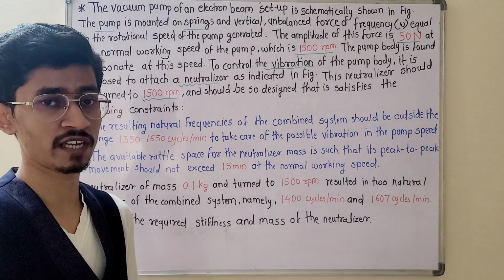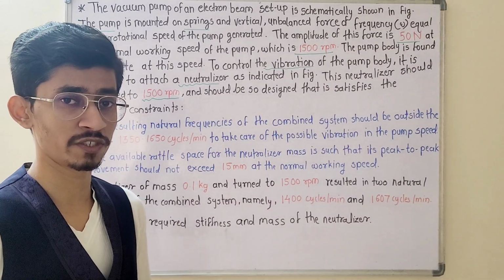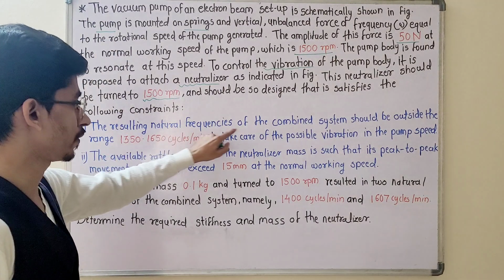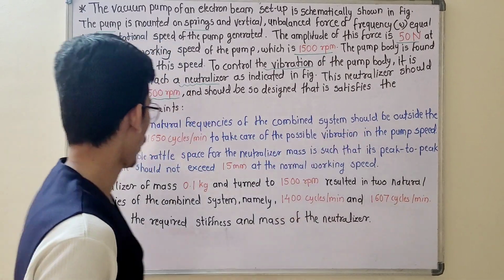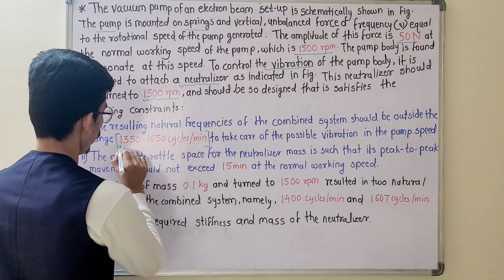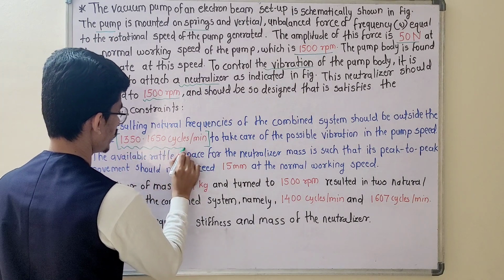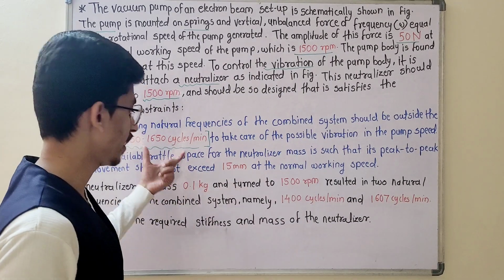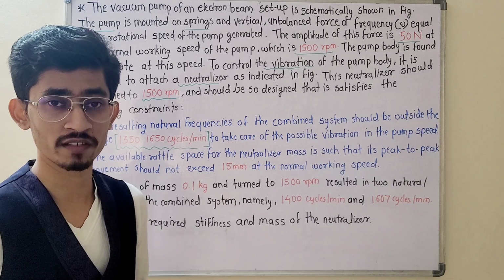It should be designed so that it satisfies the following constraints. Some constraints are given, and these constraints should be followed or satisfied. The resulting natural frequency of the combined system should be outside the range. So this range is given. Whatever the combined natural frequency of the resulting system is, it must not lie inside this range. It should lie outside the range.